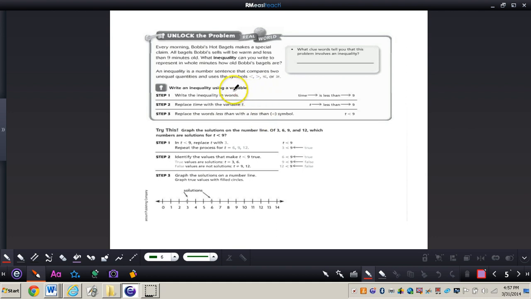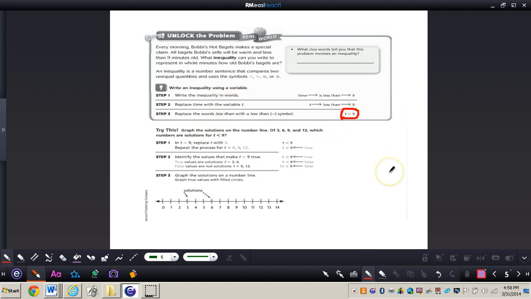First of all, we need to write the inequality in words. Time is less than 9. We want to replace this with a variable: T is less than 9. Now, we want to replace the words less than with a less than symbol. So what we have here is T is less than 9. We're getting this from it will be warm and less than 9 minutes old, so T is less than 9.